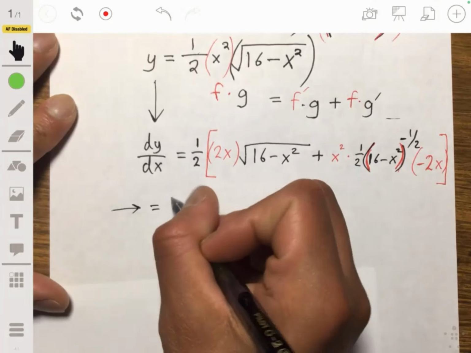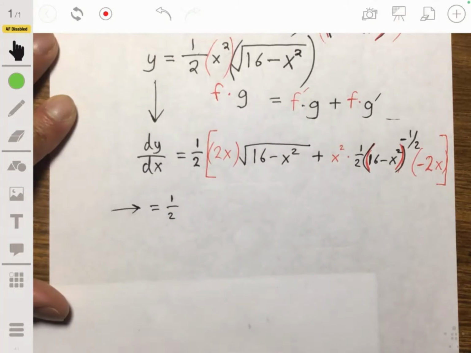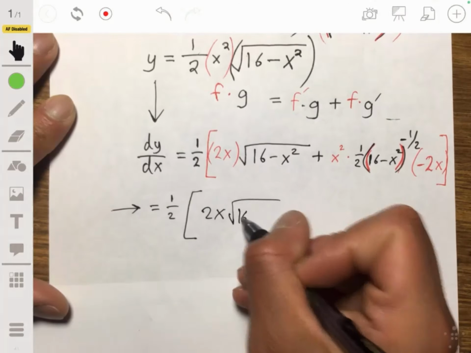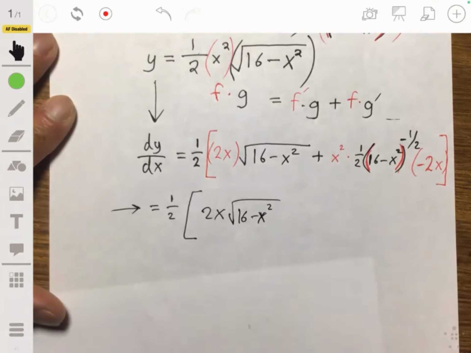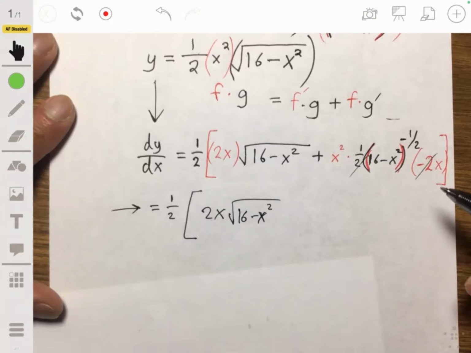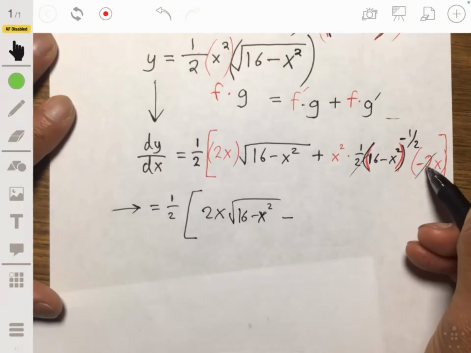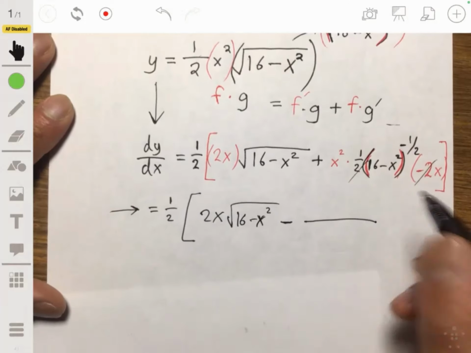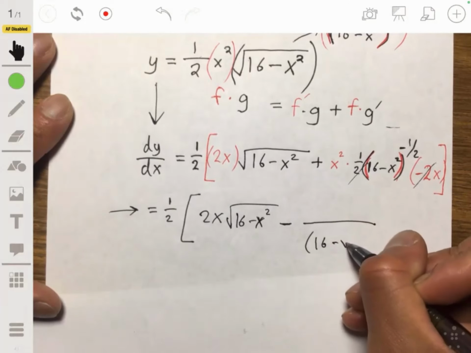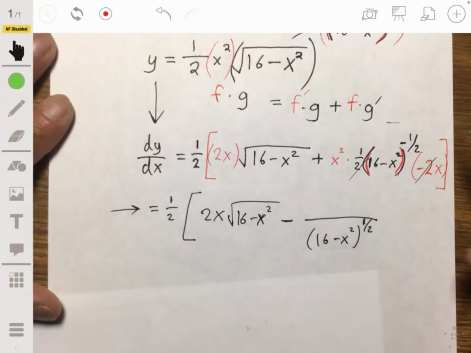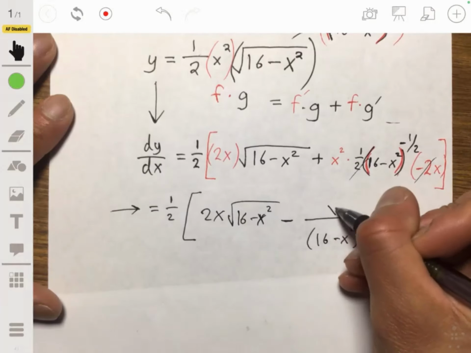And then we just have to do some algebra, make it look all nice, but the calculus is done. So let's see what we have here. We have 1/2 times 2x square root of 16 minus x squared. So this 1/2 and this 2 will cancel. And then we're going to have a minus. We have a plus and a minus there. So minus, and this is going to be in the denominator. So this will be 16 minus x squared to the 1/2 power. And then on top, we have x squared times x. So we have x cubed on top.